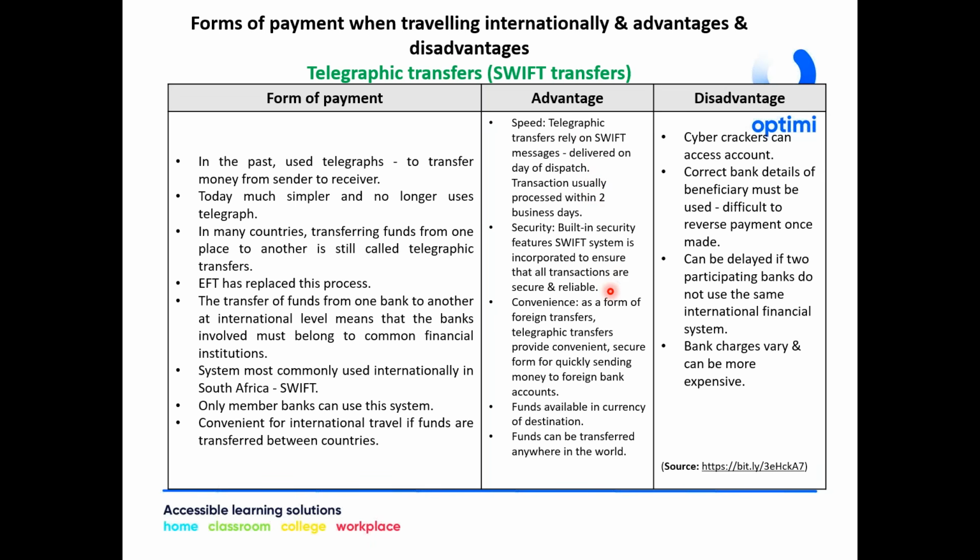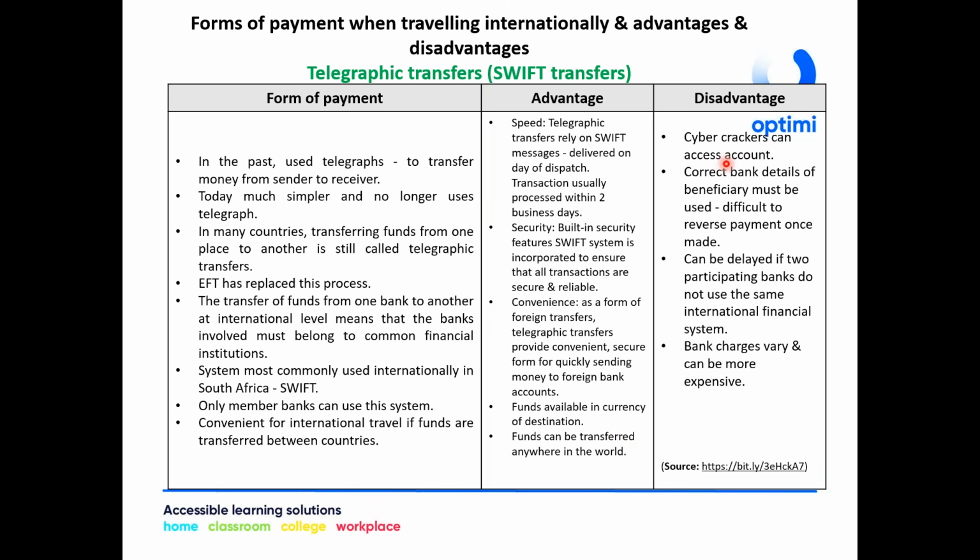Security: there are built-in security features in the SWIFT system, incorporated to ensure that all transactions are secure and reliable. It's also convenient as a form of foreign transfer. Telegraphic transfers provide a convenient, secure form for quickly sending money to foreign bank accounts. Funds are available in the currency of the destination, and funds can be transferred anywhere in the world.